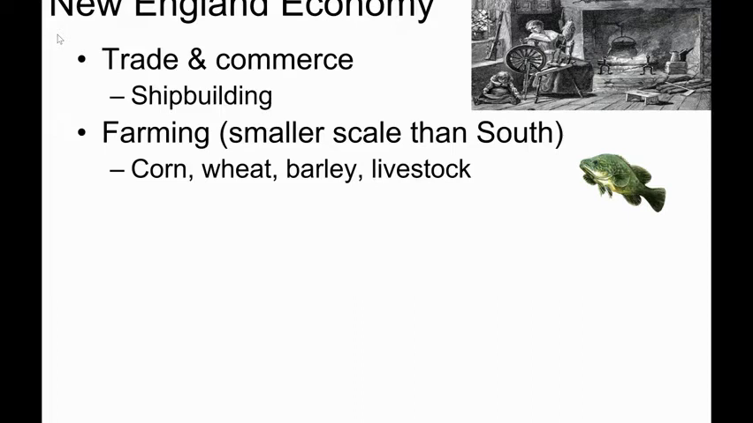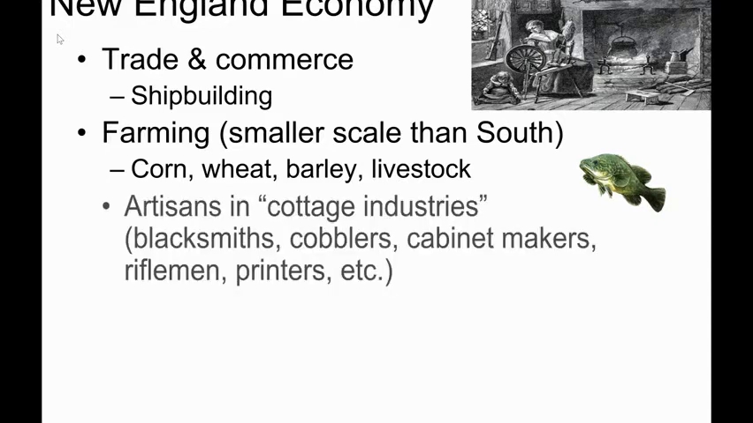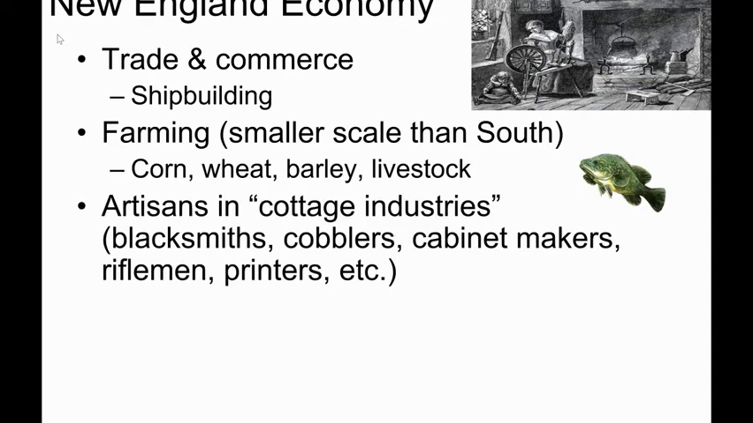Okay, in terms of farming, most of the farmers were not much beyond subsistence farmers, and so corn, wheat, barley, and then various forms of livestock, usually pigs and cattle. Okay, and we talked about the artisans and cottage industries.